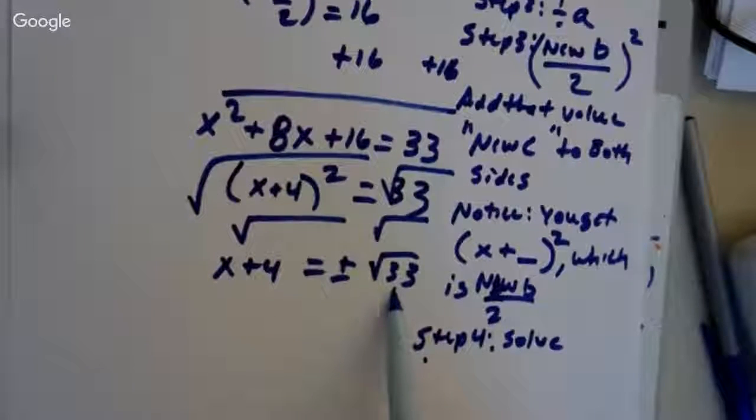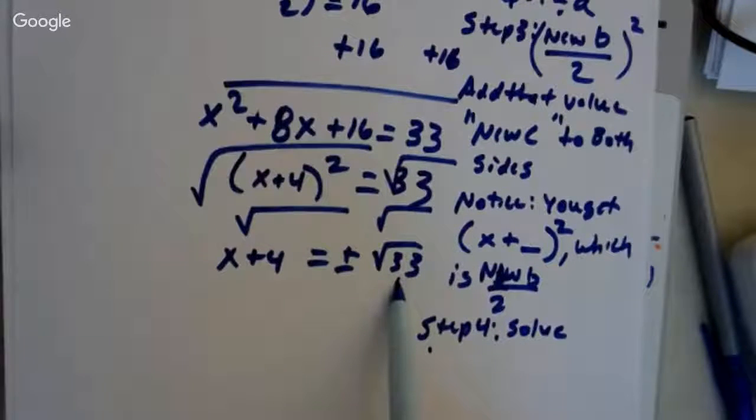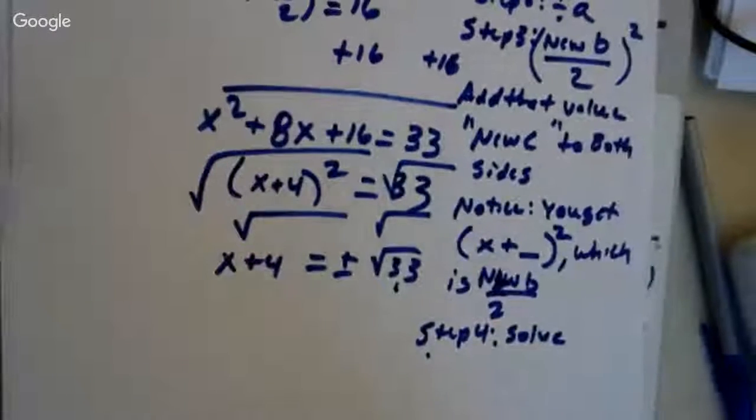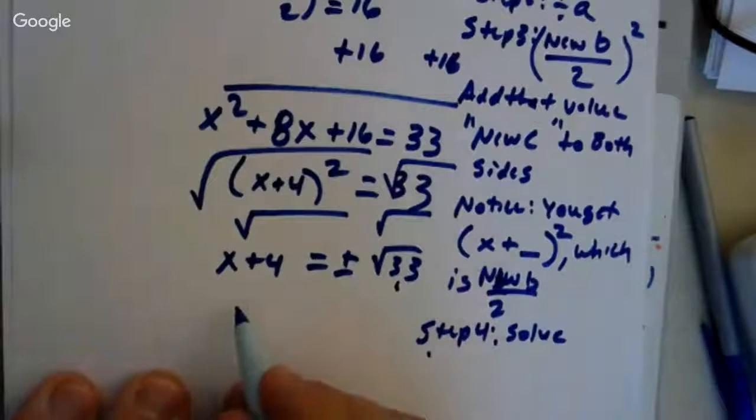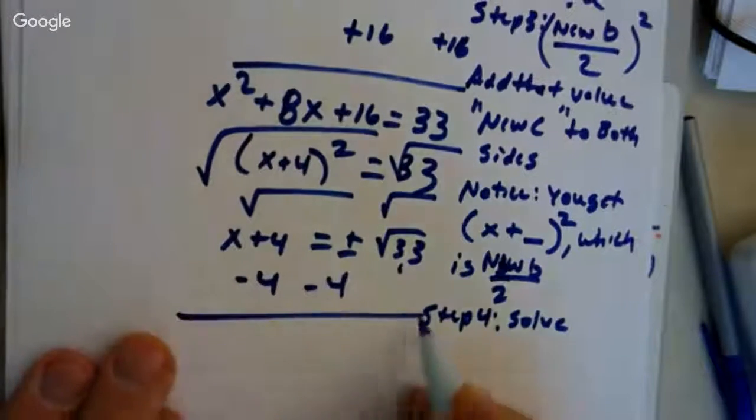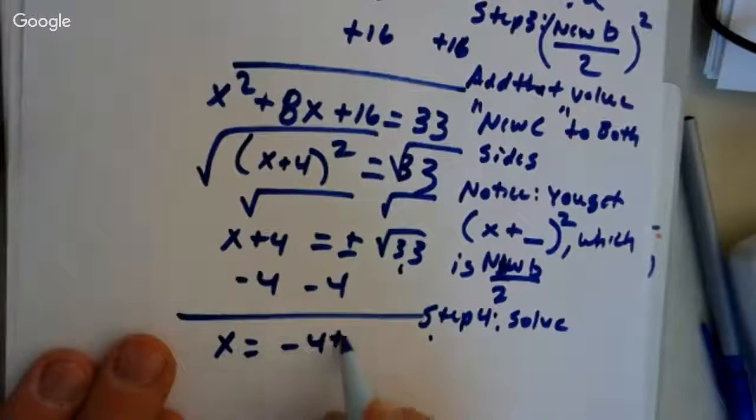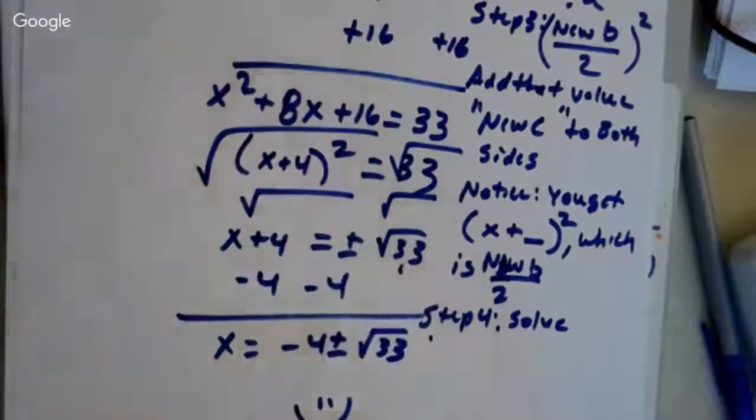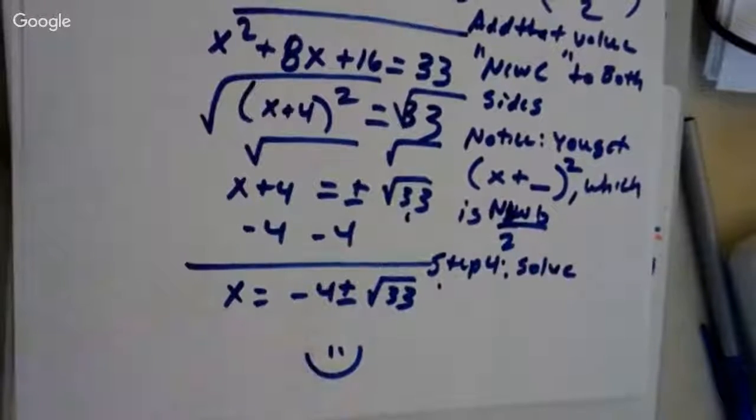Square root of 33, does that simplify? No, 33 is only divisible by 3 and 11. Are any of those perfect squares? Nope. Then what do you do? Minus 4. So you get x is equal to negative 4 plus or minus the square root of 33. Final answer.